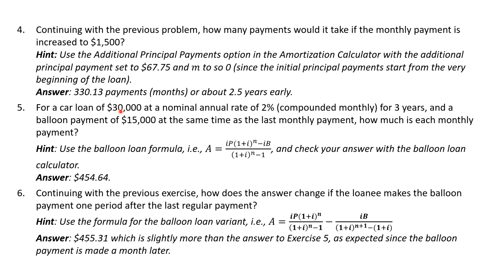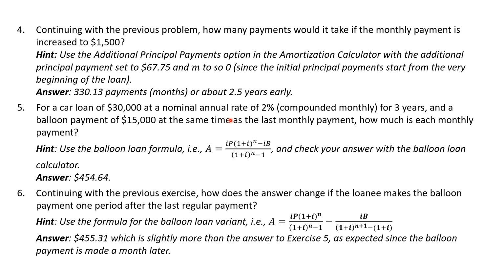Problem number 5. For a car loan of $30,000 at a nominal annual interest rate of 2% compounded monthly for 3 years, and a balloon payment of $15,000 at the same time as the last monthly payment, how much is each monthly payment? We can use our balloon loan formula, and it's this here. If you plug everything into this, you'll get an answer of $454.64.